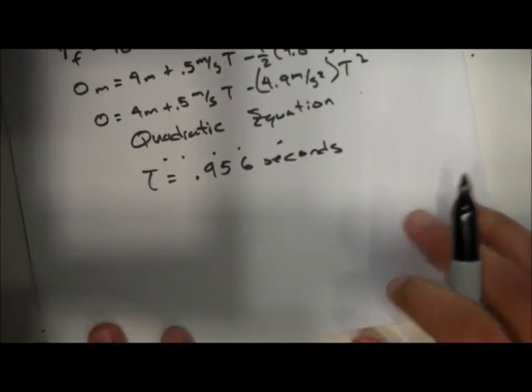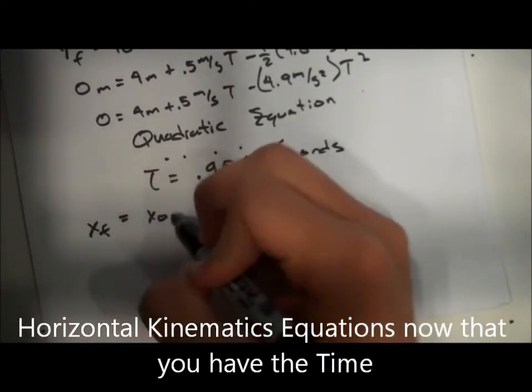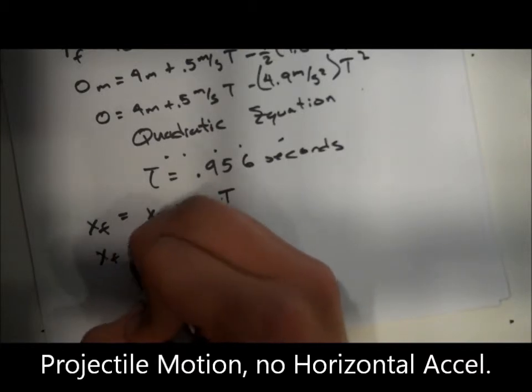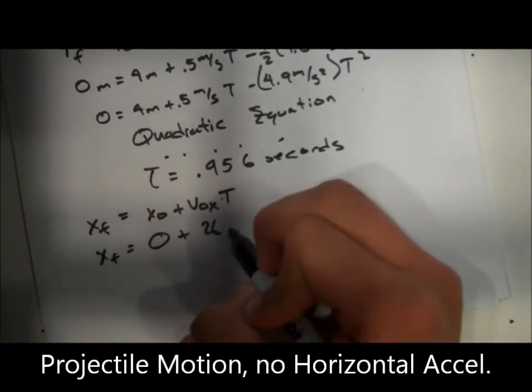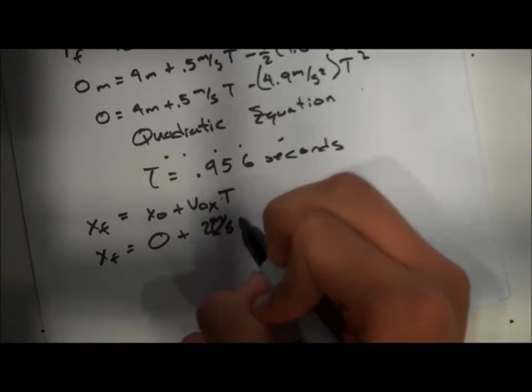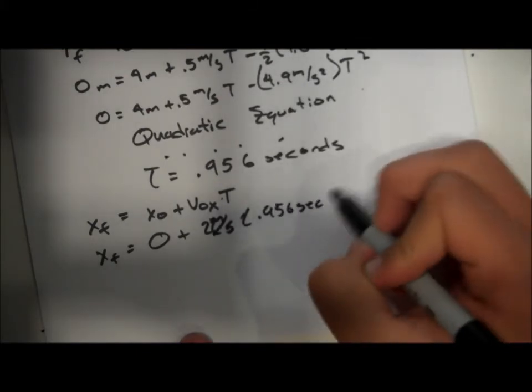So with this, we're trying to find out how far he's jumping. Now with the horizontal kinematics equation, x final equals x initial plus initial velocity times time. X final is what we're trying to find. The distance that we start out is going to be at 0 meters, and our initial velocity was 2 meters per second times the 0.956 seconds that we have just found.